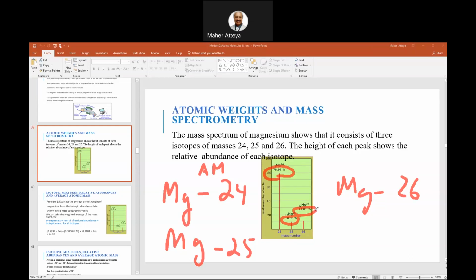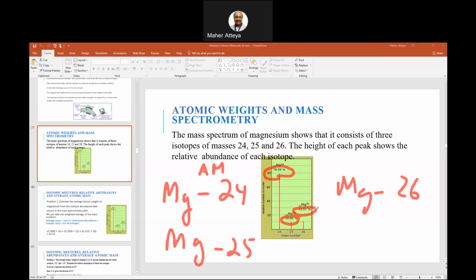How do we calculate it for each element that has different isotopes in nature? Can we take just the average, 25 plus 24 plus 26 divided by 3? The answer is not correct. No, we cannot do that. So we have to calculate a different way. We call it the weighted average atomic mass.